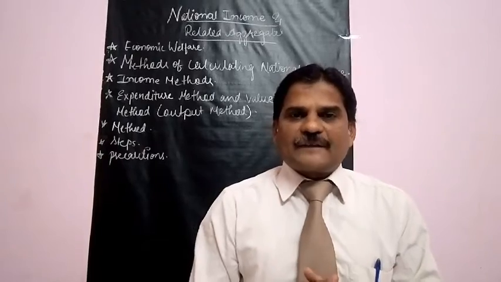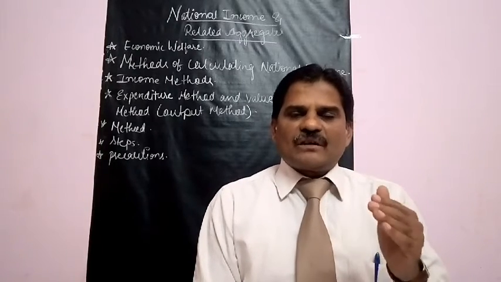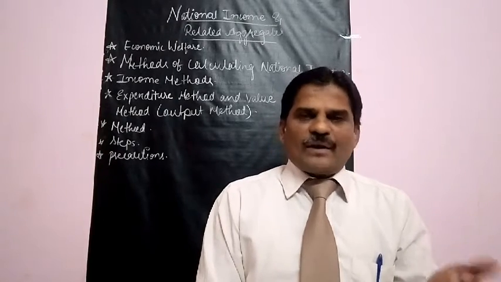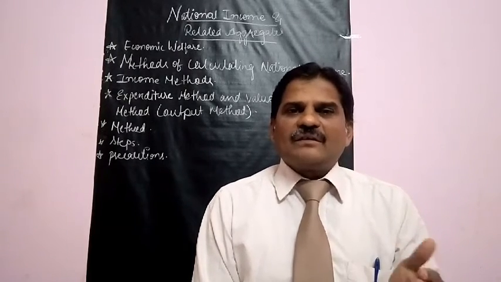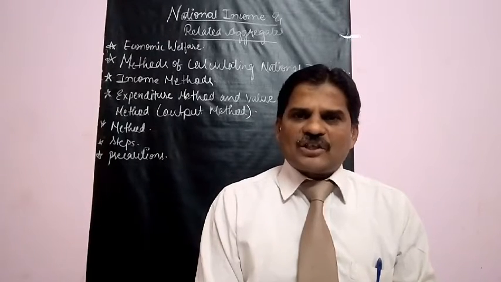Now, what are the precautions to be taken while calculating the national income through this income method? First one, avoid transfer payments. We should not include transfer payments such as grants, gifts, scholarships, because they are unproductive in nature. Without rendering any productive service, we are getting this income, so it will not be included in the national income. Transfer payments include gifts, donations, charities, scholarships, old-age pensions, all these things.